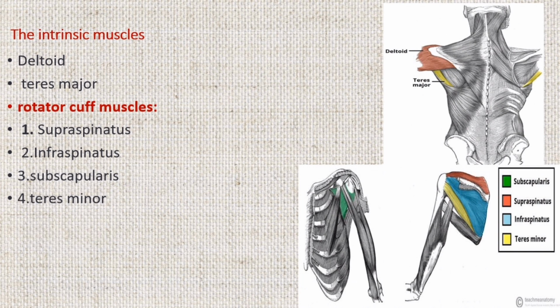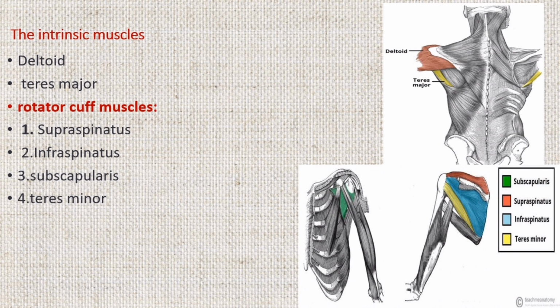Rotator cuff muscles. The rotator cuff muscles are a group of 4 muscles that originate from the scapula and attach to the humeral head. Collectively, the resting tone of these muscles acts to pull the humeral head into the glenoid fossa. This gives the glenohumeral joint a lot of additional stability. In addition to their collective function, the rotator cuff muscles also have their own individual actions.